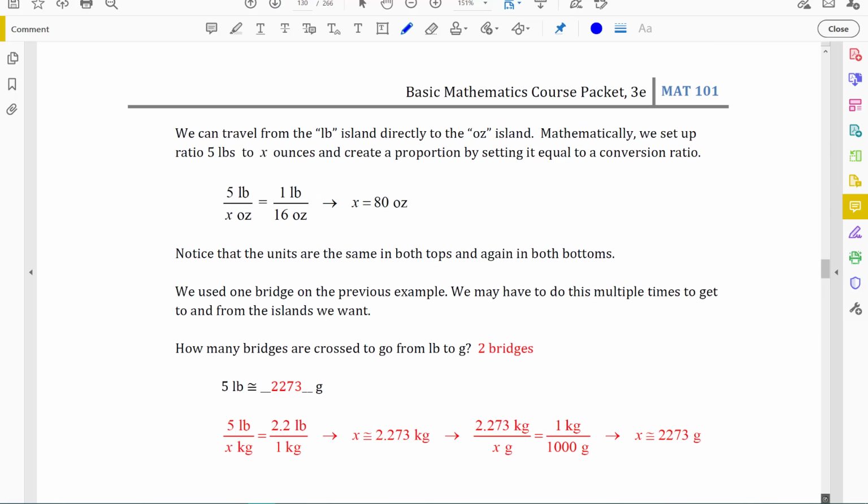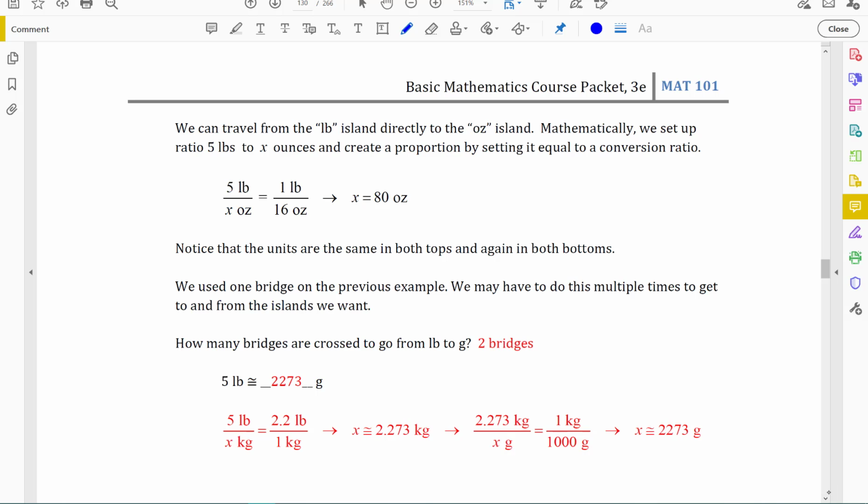And that's done in two steps. We start by doing 5 pounds to an unknown number of kilograms. That's kind of the intermediate step between pounds and grams. Since we have pounds in the top, kilograms in the bottom, we need pounds in the top, kilograms in the bottom on the right. That's 2.2 pounds to 1 kilogram. Multiply, divide. We get about 2.273 kilograms.